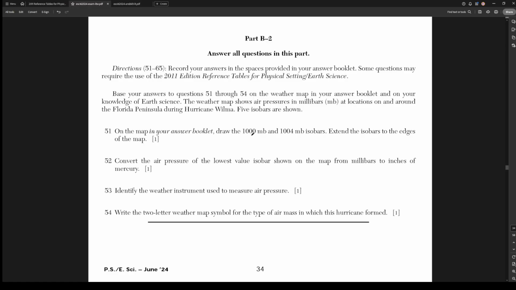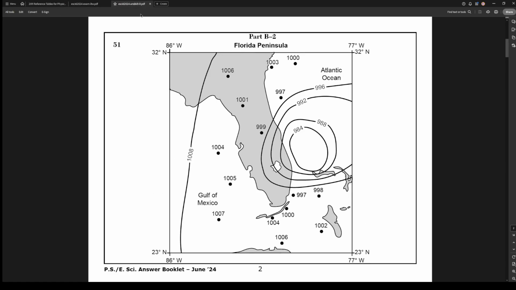On the map, draw the 1000 millibar and 1004 millibar isobars. Extend them to the edge of the map. Okay, here we go. Ready? 1000. Edge of the map. 1000. And then 1004 is going to be between 1003 and 1006 to grab this one. Below the 1005 to get that one. Between 1006 and 1002. That's your answer.